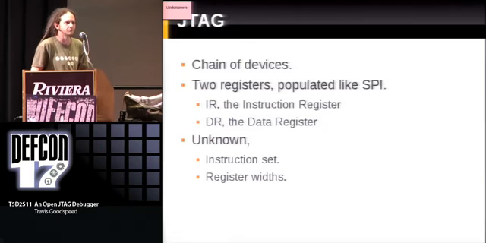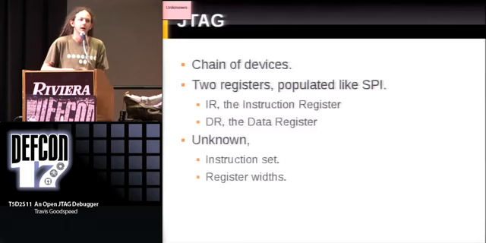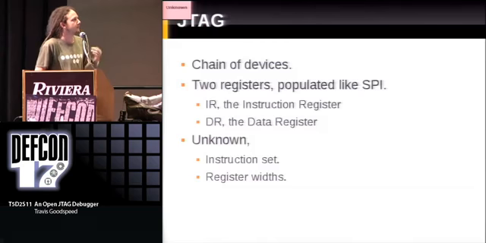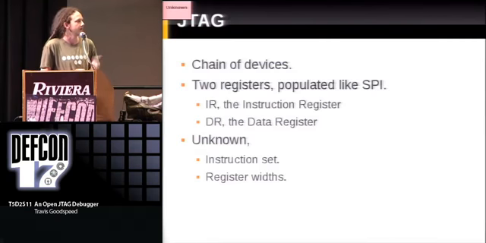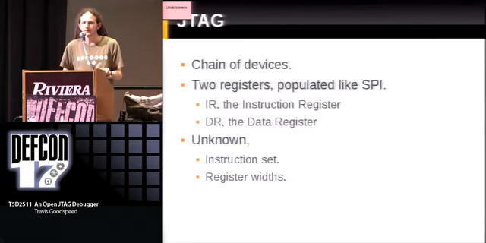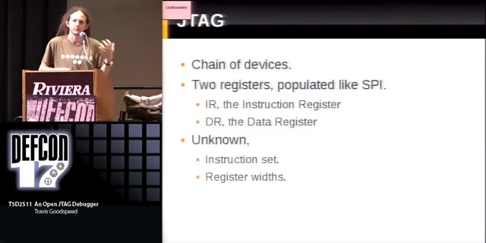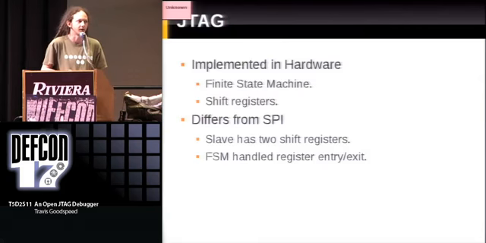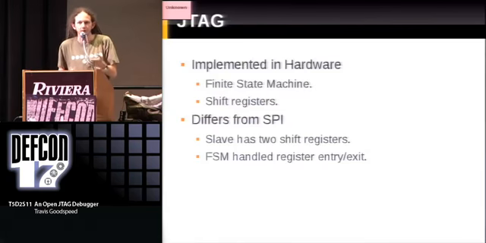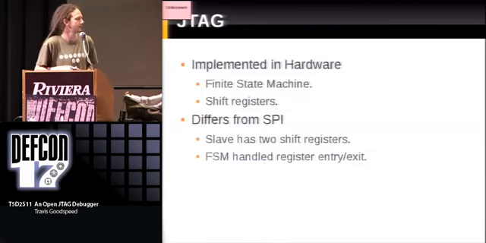JTAG doesn't care about speed. You can run it faster or slower, and the slave will automatically match to the master. And you have 2 registers to populate. You have an instruction register and a data register. You don't know the instruction set, and you don't know the register widths until you actually look up the documentation for a chip, which might be secret. And it's implemented in hardware, so there's no actual program receiving the JTAG sequences on the target device. Instead, it is interpreted by a state machine, and you push your way around the state machine by the TMS line.